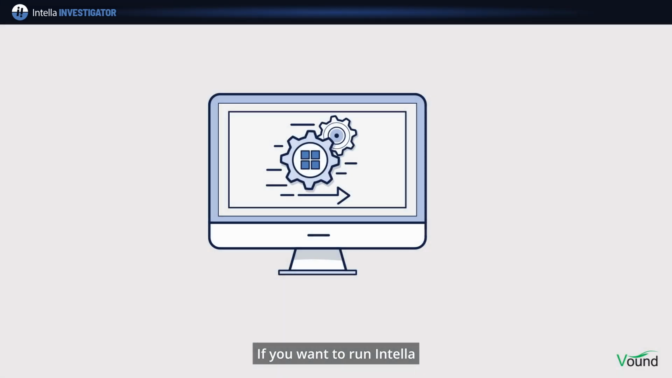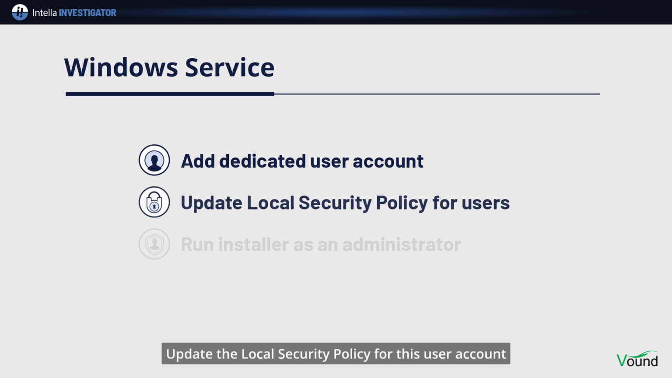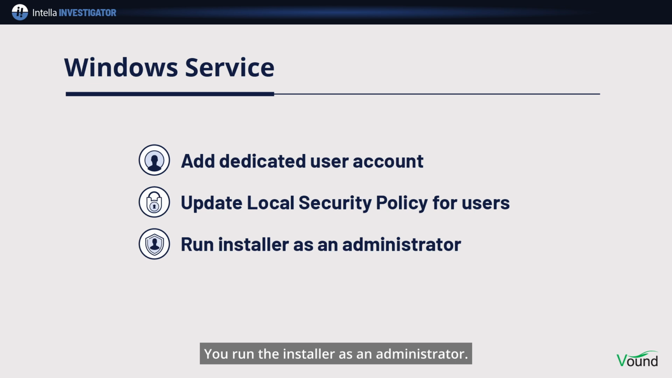If you want to run Intella Investigator as a Windows service, you need the following prerequisites. Add a dedicated user to Windows who is going to be responsible for running the application. Update the local security policy for this user account to allow running services. You run the installer as an administrator, this can be your own account, and you fill in the credentials for the Intella Investigator service.